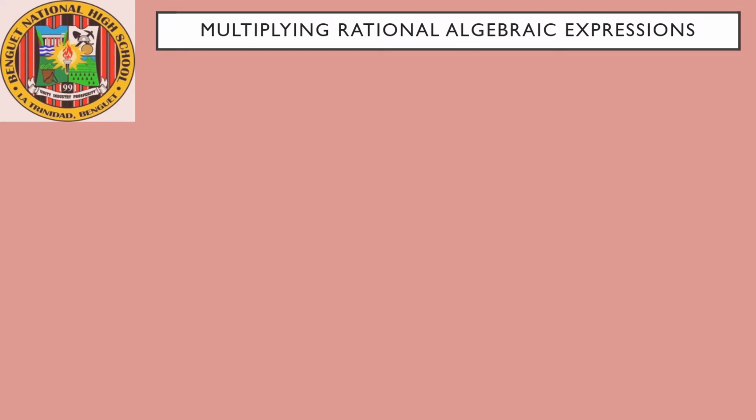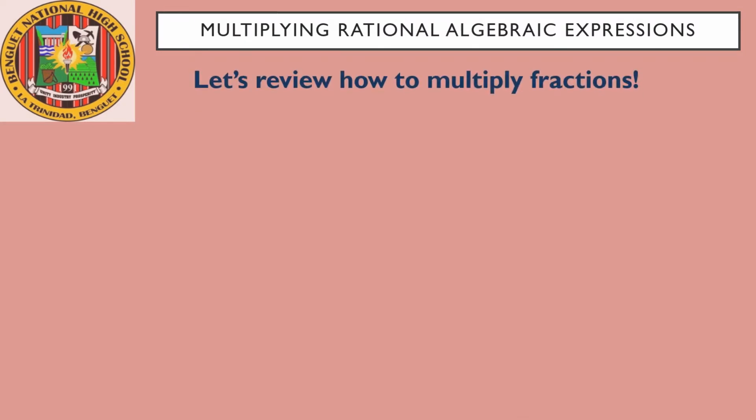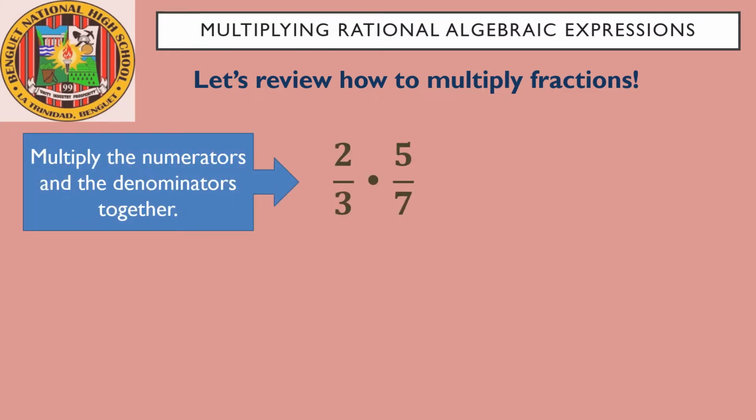We begin the lesson by reviewing how to multiply fractions. In multiplying fractions, what we do is multiply the numerators and the denominators together. In the given example, to multiply 2/3 with 5/7, we multiply 2 and 5 together and 3 and 7 together to get the product, which is 10/21.